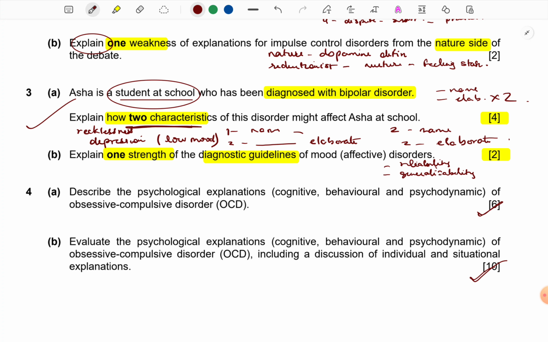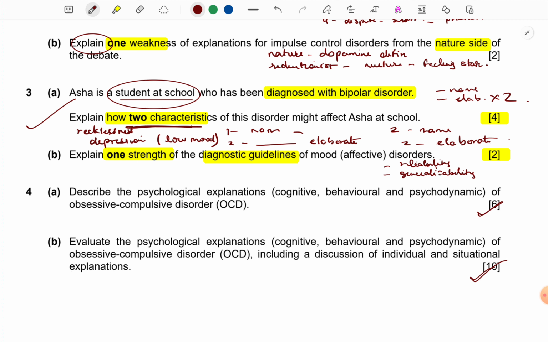Same way for generalizability, you can suggest that it is used all across the world. So it is like one fixed approach that can be used everywhere. So you need not take an idiographic approach. It becomes simpler for diagnosticians to figure out which disorder somebody is having. So those types of things we can write here.